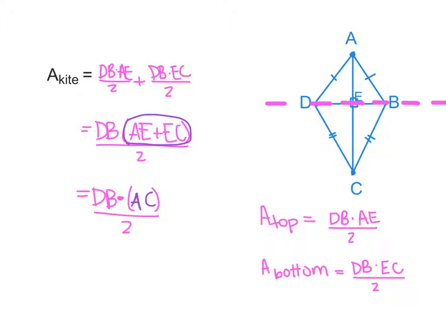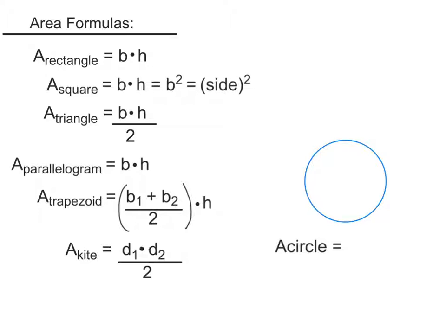Putting AE and EC together and getting AC, look what I just got. The formula for the area of the kite: DB, hey, that's one diagonal. AC, oh my gosh, that's the other diagonal. So we just proved, okay, I took you through the long way. Do you have to do this every single time? No. Could you? Sure. I just proved to you that the area of a kite is diagonal 1 times diagonal 2 divided by 2.